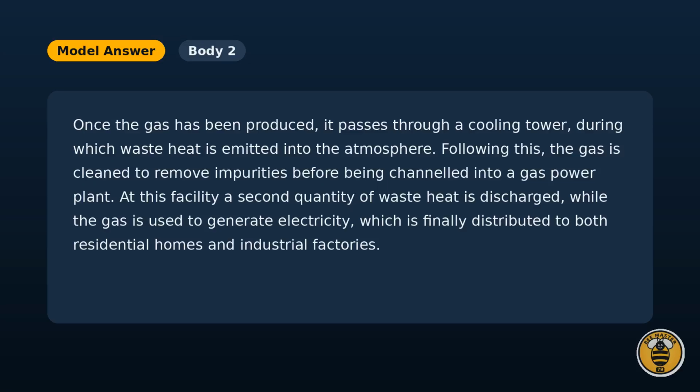Body paragraph 2. Once the gas has been produced, it passes through a cooling tower, during which waste heat is emitted into the atmosphere. Following this, the gas is cleaned to remove impurities before being channeled into a gas power plant. At this facility, a second quantity of waste heat is discharged, while the gas is used to generate electricity, which is finally distributed to both residential homes and industrial factories.